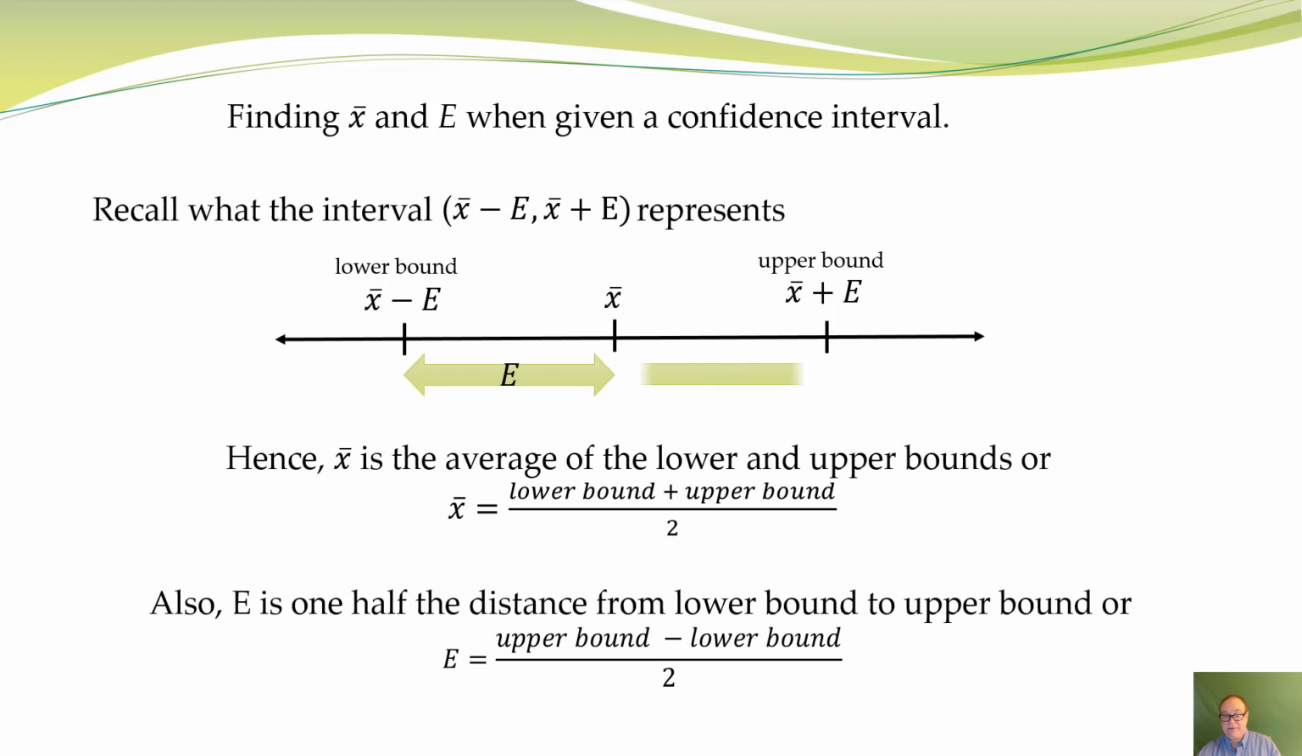e is half the distance from lower bound to upper bound. Because you're going from x bar down e, you're going x bar up e. So the difference between the lower and the upper bound divided by 2 would give you e. So you take the upper bound minus the lower bound divided by 2, that gives you your margin of error, e.